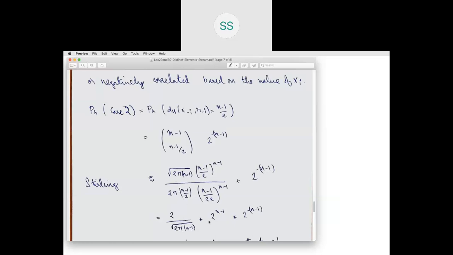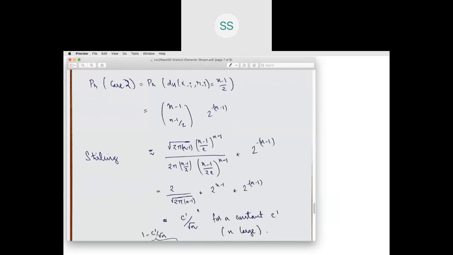So that's what we have. And these two are reciprocals, they cancel. And what remains is some constant divided by square root n. We assume n is large, so square root of n minus 1 and square root of n are kind of the same thing. And what is the constant? The constant is 2 divided by square root of 2 pi.